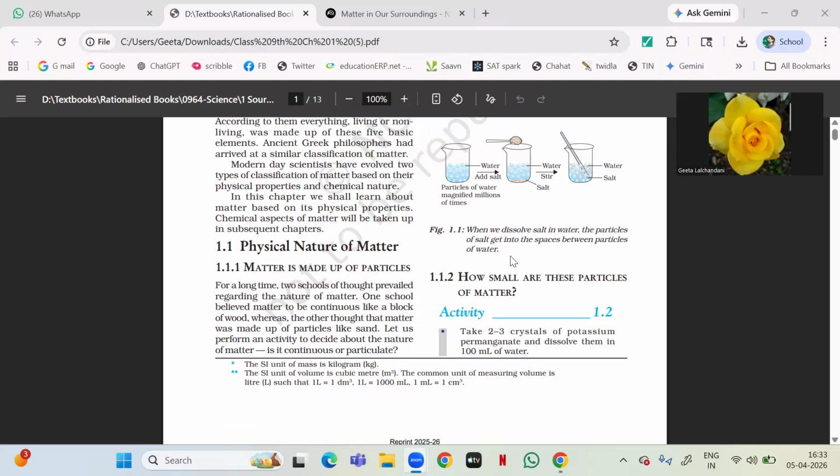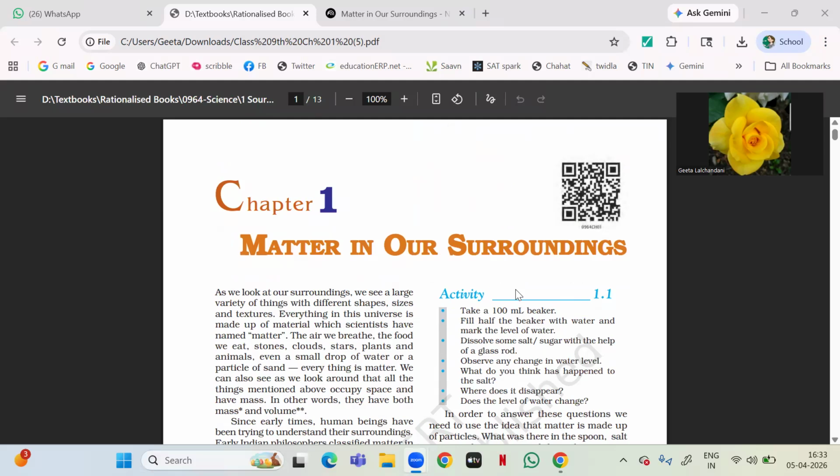As you all can see, this is chapter 1, CBSE board NCERT textbook, chapter 1 of class 9th chemistry. So in these classes, we will be discussing the chemistry chapters, majorly one by one. To start with chapter 1, matter in our surroundings.